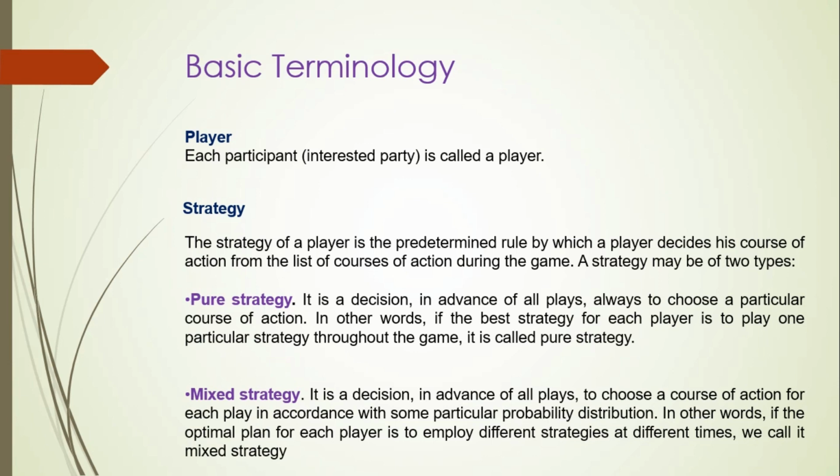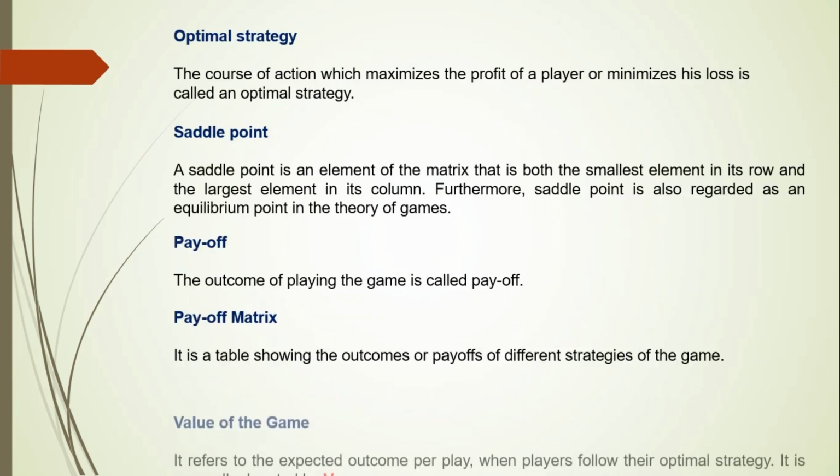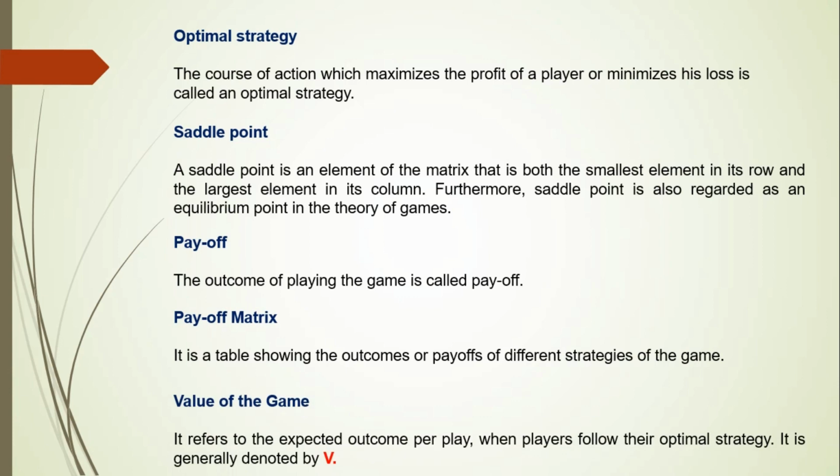If a player chooses different courses of action for different plays with a particular probability distribution, then it is called mixed strategy. The next one is optimal strategy. So what is meant by optimal strategy? The course of action which maximizes the profit of the player or minimizes the losses. Whatever action is taken by the player, it should maximize the player's profit. Then it is called optimal strategy.